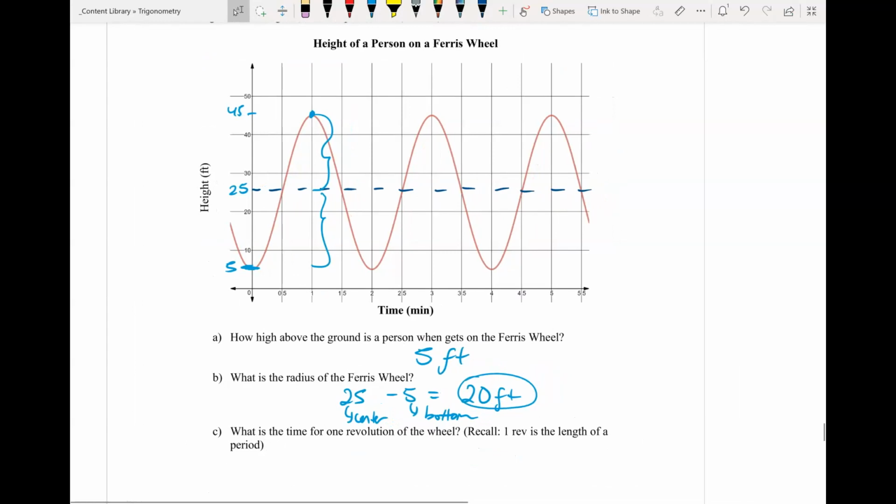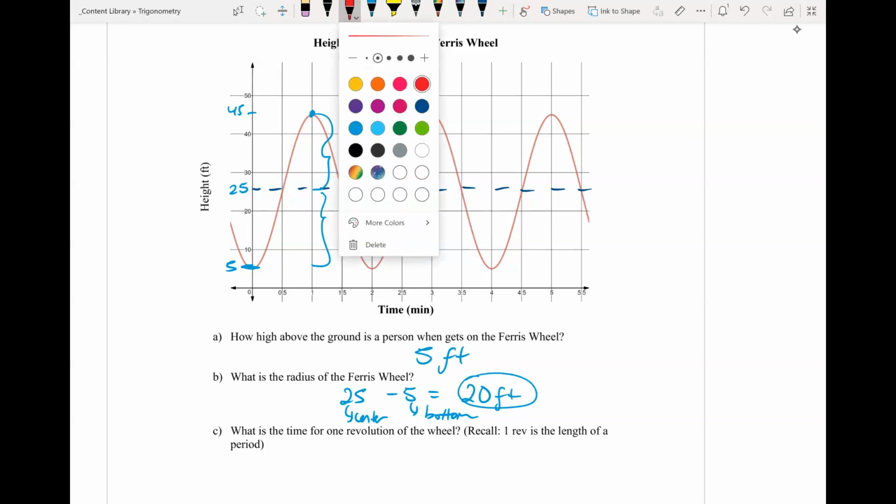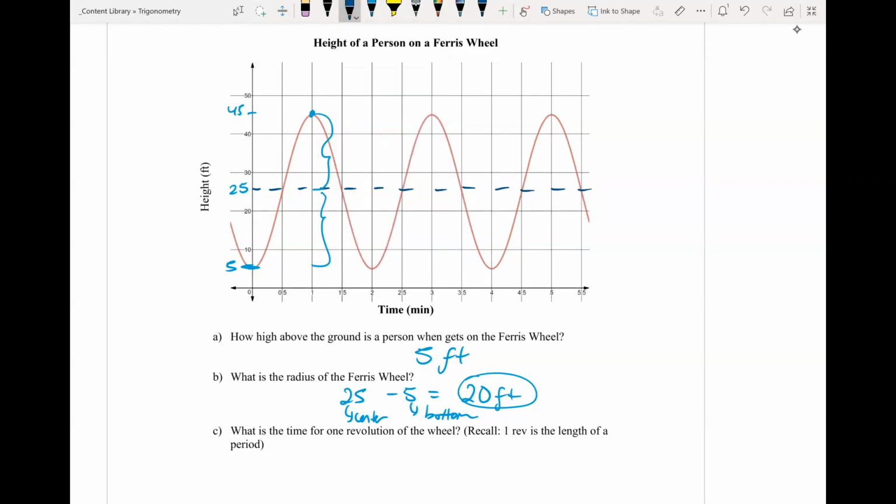What is the time for one revolution of the wheel? Recall that one revolution is a full period. So let's take a look to see when that would happen. We're going to start at 0. So when is it going to hit 0 again? Over here. When's it going to hit the minimum again? So it hit the minimum again at 2 minutes. So your period is 2 minutes.